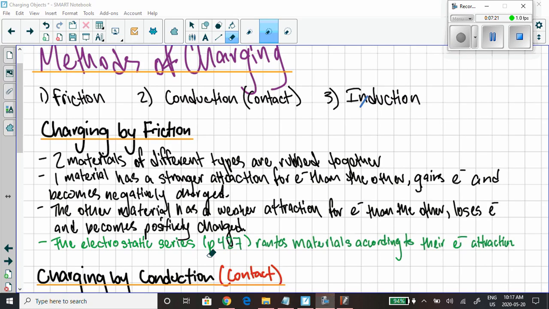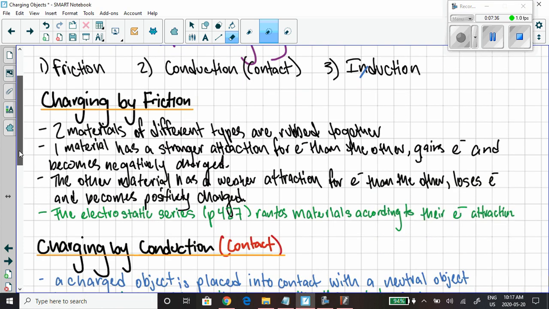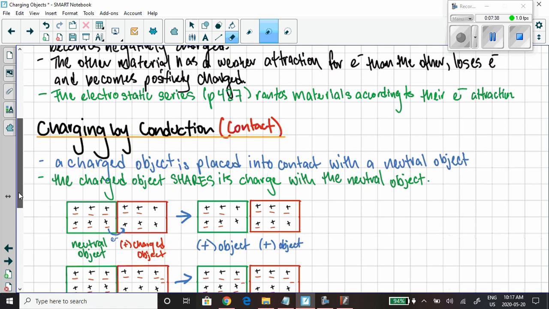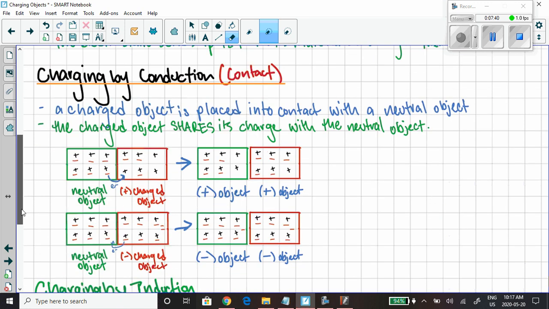So as I said, we just looked at page 427, and you simply rub two materials together, and you saw it in the video. Hopefully the video helped you understand that. And we have a transfer of electrons. Remember, protons never move. Next, charging by conduction, also known as contact.